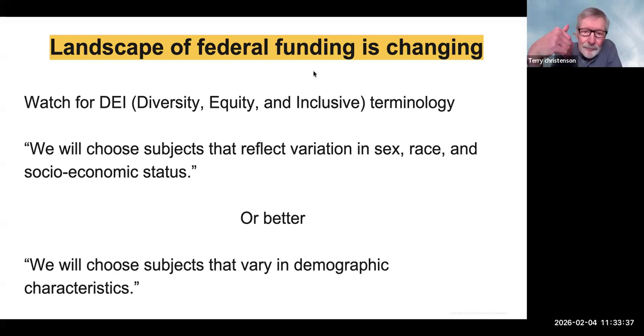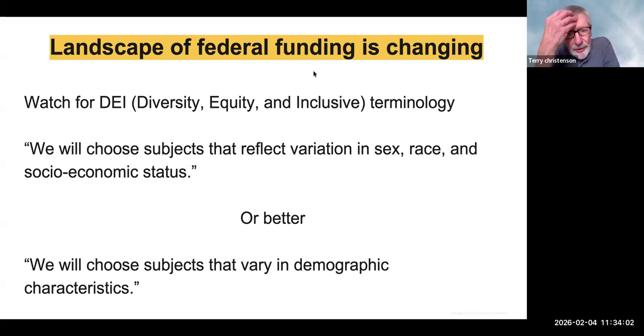For us doing the research as academics, there's no issue here. In fact, you want to do this. You might be interested in sex, race, socioeconomic status. These are all extremely important variables. But we're in a particular period of time now where this kind of language could get you flagged, and you don't want that. So this could be reworded.